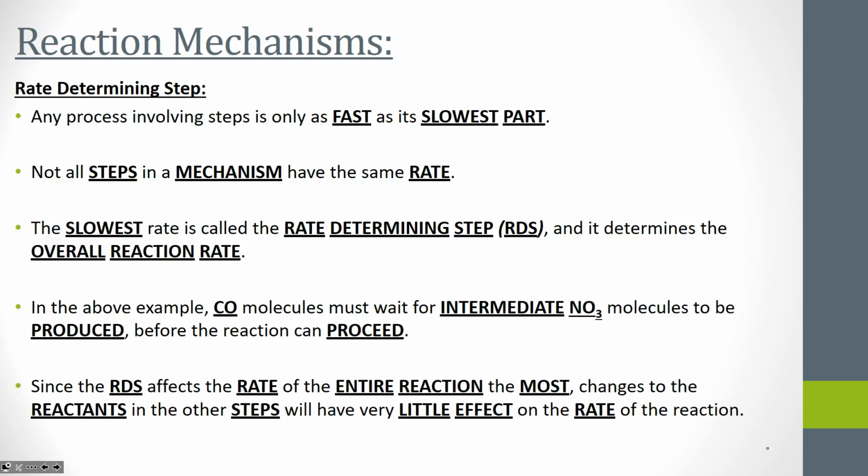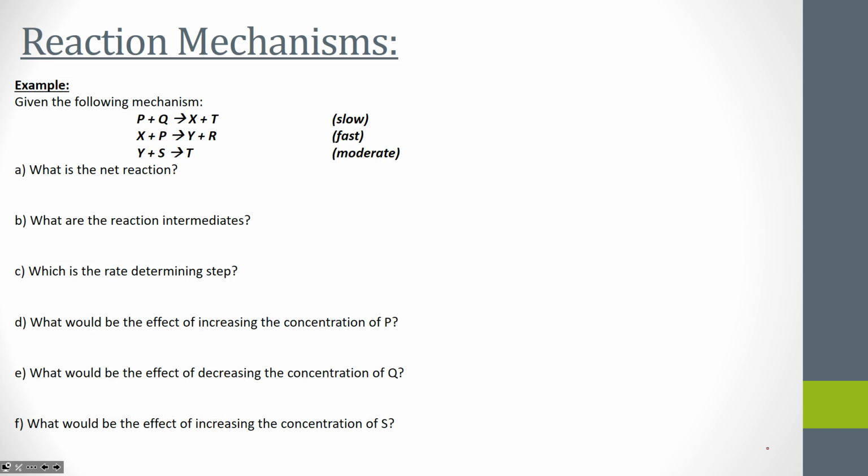Since our rate determining step affects the rate of the entire reaction, if we ever want to make a reaction rate change, we have to change that step. If we change any of the other steps, it's not going to affect the rate whatsoever because they're not the rate determining step. So here's an example of a mechanism.